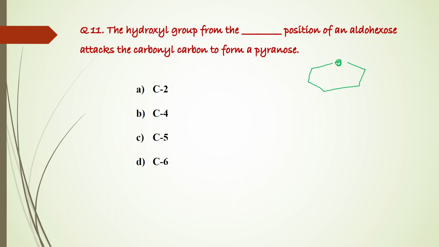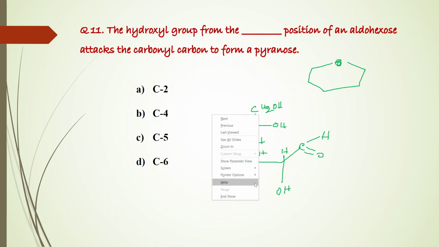So let me just draw it here. Yes, so we had a structure like this, which we have H, here we have our AHOH, and this is like CH2OH, hydrogen. So from which position the attack is occurring, let us see.